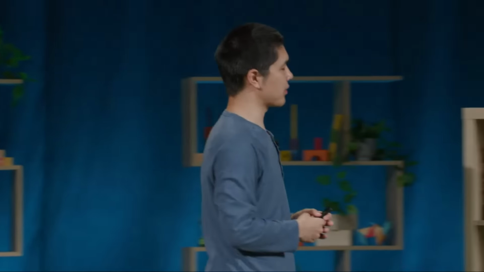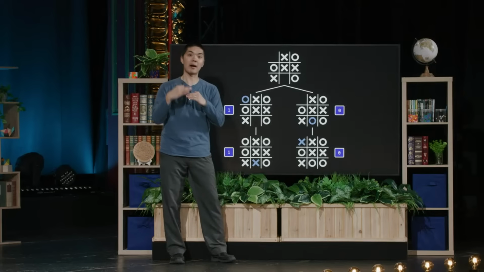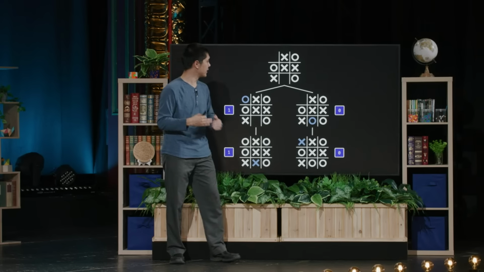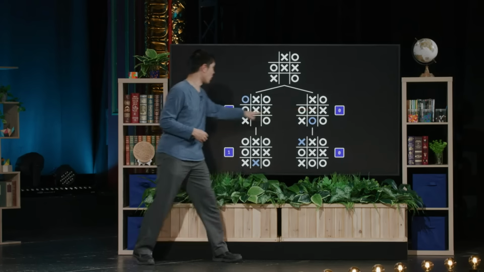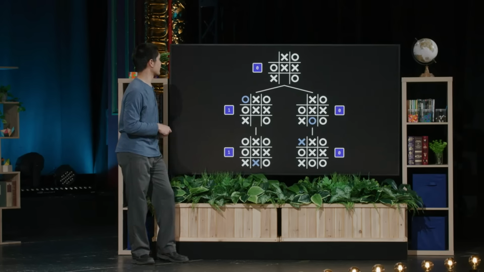And so what O is going to do is look at this game situation and say, if I have to choose between 1 and 0, I'm going to minimize the value. I'm going to pick the smaller one. I'm going to pick the 0 because 0 is less than 1. And so we might assign this game state a value of 0.